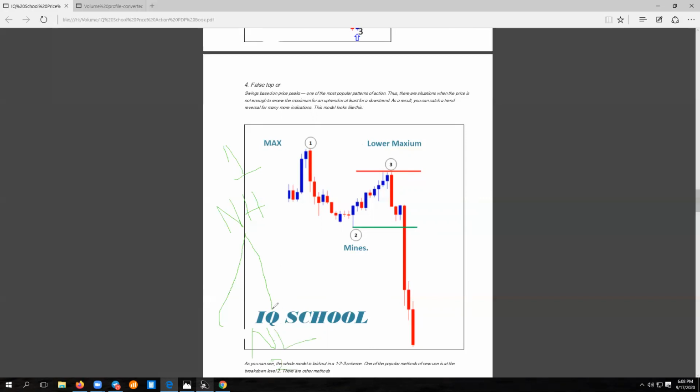Okay, then again the market making a new high, and breaks out the new low. So it's called a false top. It's called a false stop.